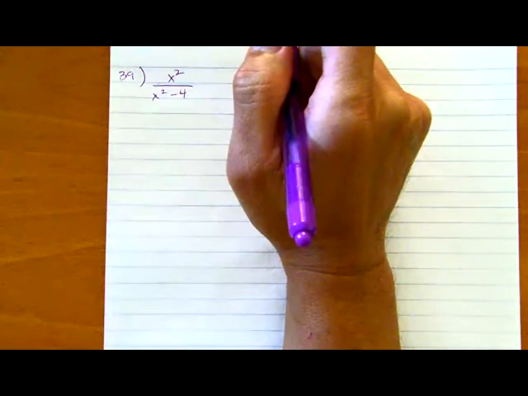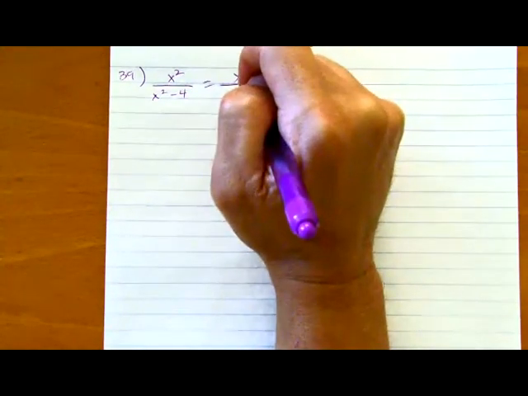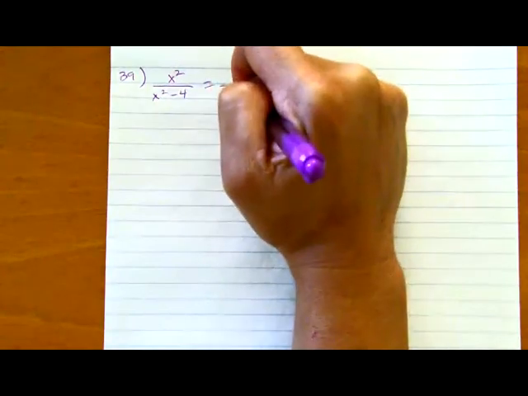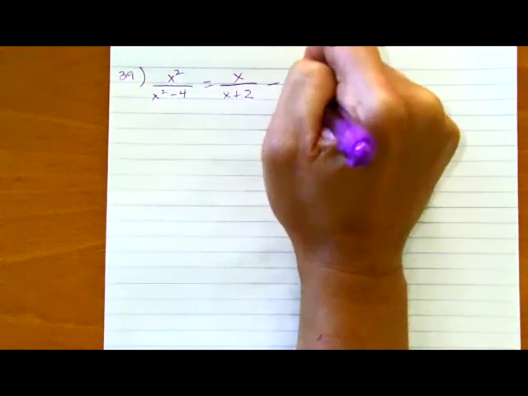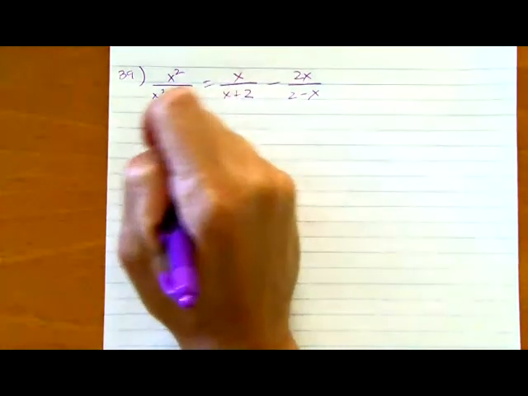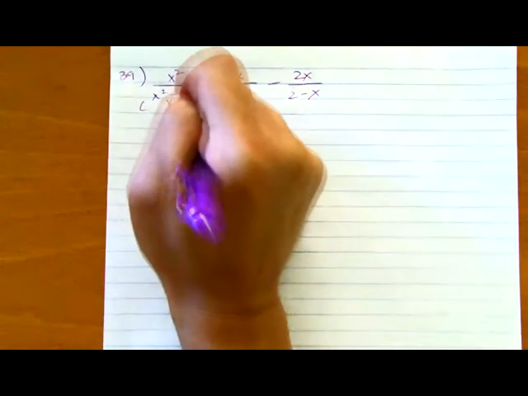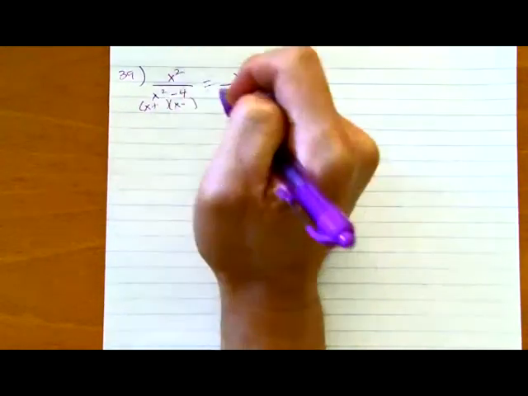Number 39. x squared over x squared minus 4 equals x over x plus 2 minus 2x over 2 minus x. Oh, this denominator can be factored. We're going to go for 2 sets of parentheses. x and x, and it's a negative 4, so plus and minus 2 and 2.